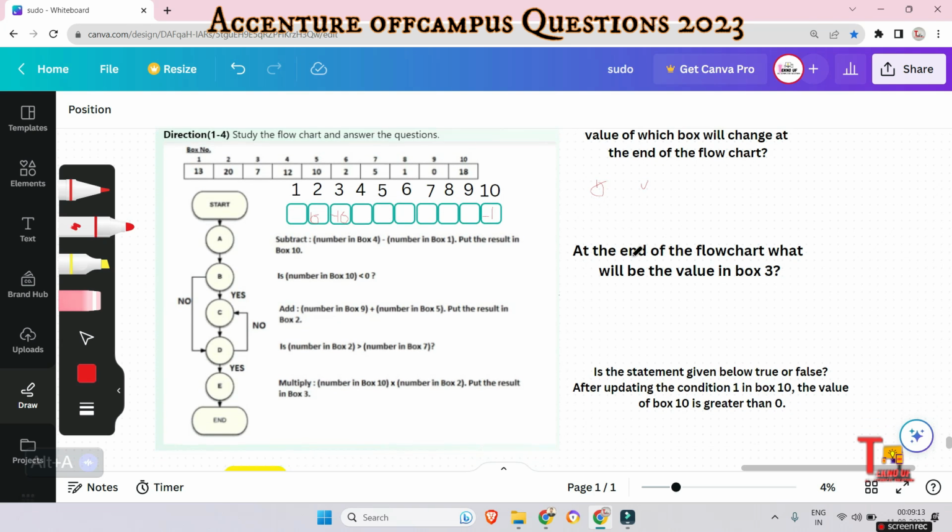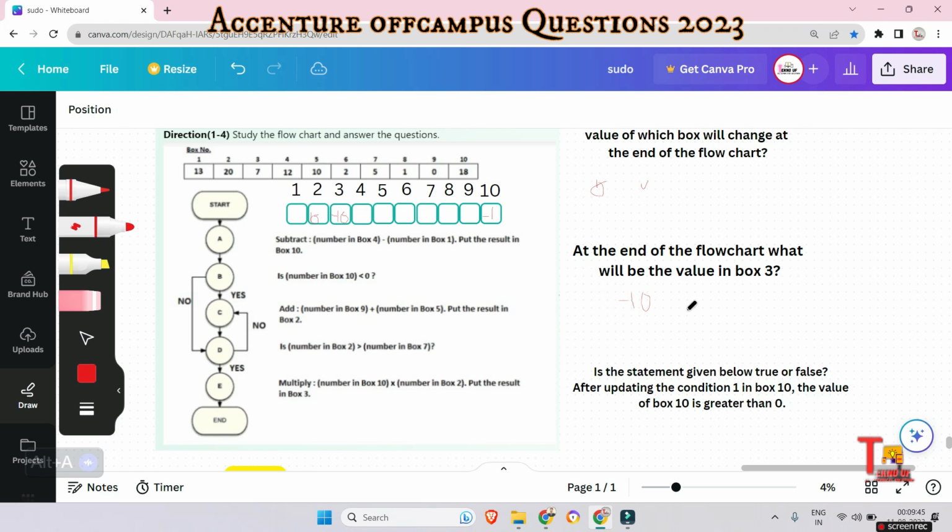So the next question is: at the end of the flowchart, what will be the value in box 3? Box 3 is minus 10, right? So I don't have to check again because I have already drawn a picture, so it will be easier. I am just watching the image and answering. Very easy.